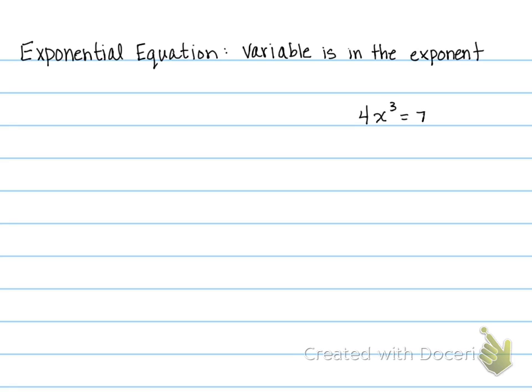But if I have like 4 times 3 to the x equals 7, I can't take the xth root of both sides to solve for x, because I don't know what the xth root of a number is, even if the number doesn't have a variable in it. So these are the types of equations that we're solving today, where we have the variable in the exponent, so we can't use a radical to undo the exponent.